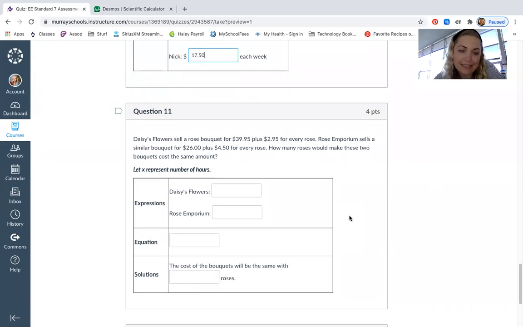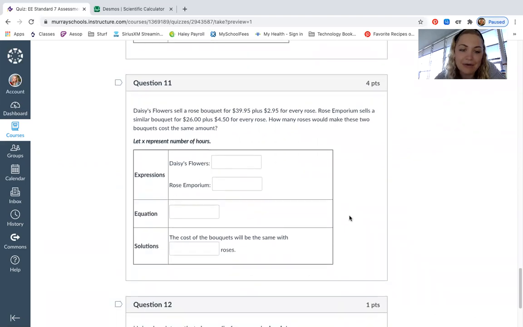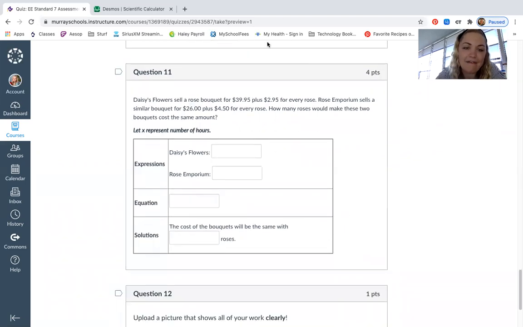Daisy's Flowers sells a rose bouquet for $39.95 plus $2.95 for every rose. Rose Emporium sells a similar bouquet for $26 plus $4.50 for every rose. How many roses would make these two bouquets cost the same amount? So let's start by talking about Daisy's Flowers. The rose bouquet is $39.95 plus $2.95 for every rose.